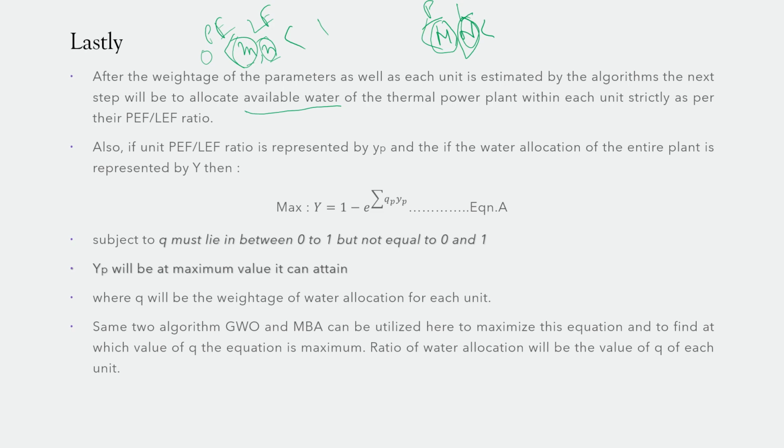Now we have to do another optimization to come to our main objective. So what will happen is, let us say this YP is the amount of water.